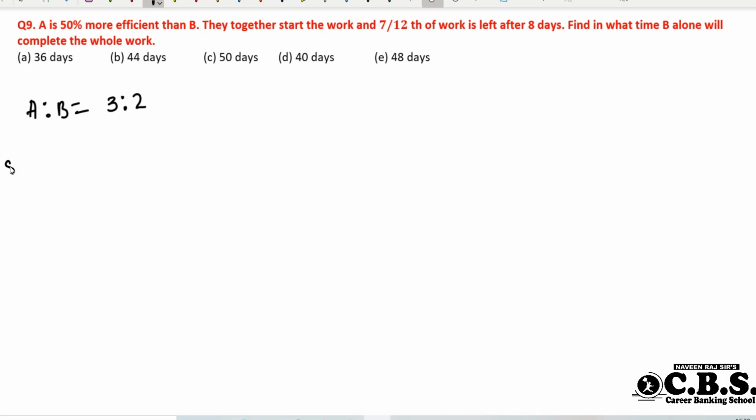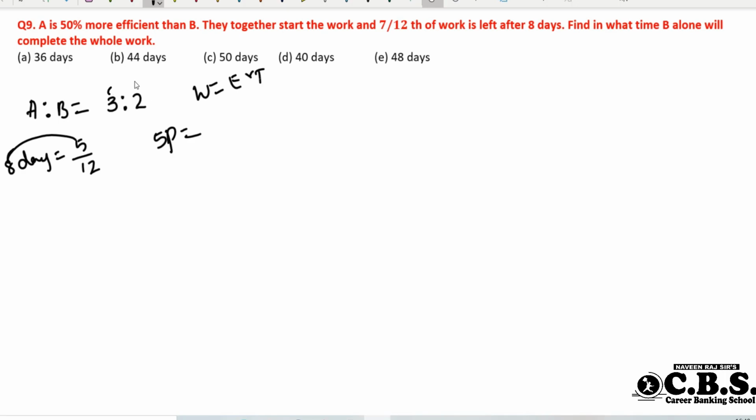Now, how much work is completed? 8 days. How much completed? 5 by 12. So because the total work is how much? 12 parts. Upon 12, how many parts completed? 7 parts completed. Sorry, 5 parts left. Okay, so clear? So therefore, I'm going to find out 5 parts is equal to.